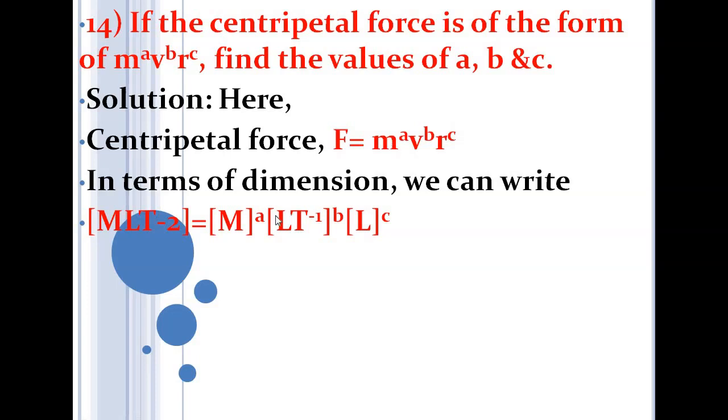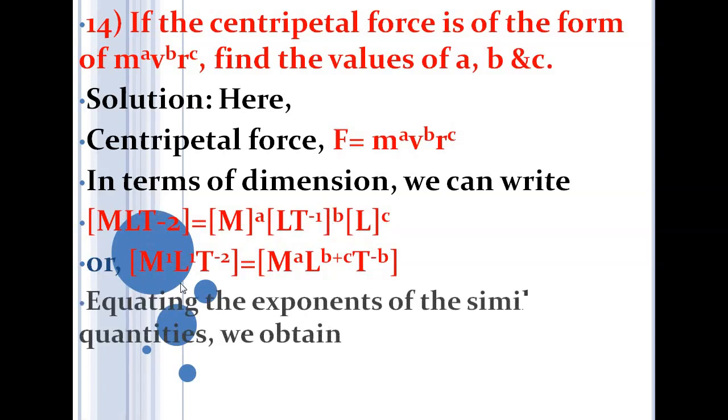M is the mass, M^a; v is the velocity, (LT^-1)^b; and r is L^c. Simplify the relation, and we get M^1 L^1 T^-2 on the left hand side, and M^a L^(b+c) T^-b on the right hand side. Now compare the powers with the corresponding terms. Comparing the exponent for the mass M, the power is 1, that is a equals 1; b plus c is 1; and minus b is minus 2.